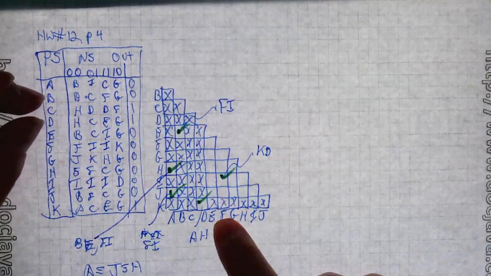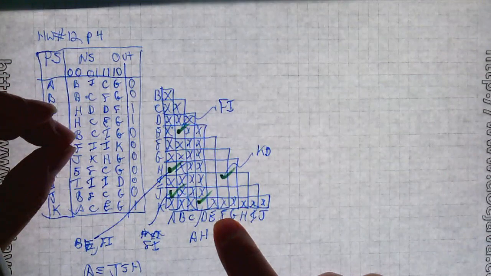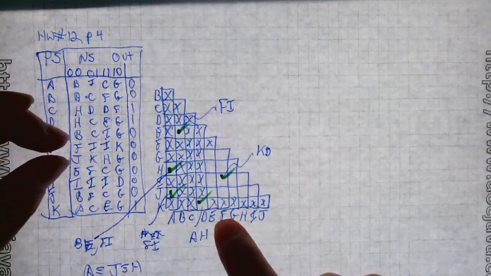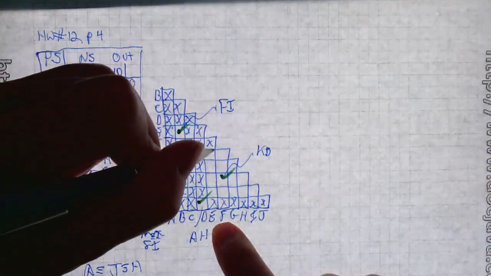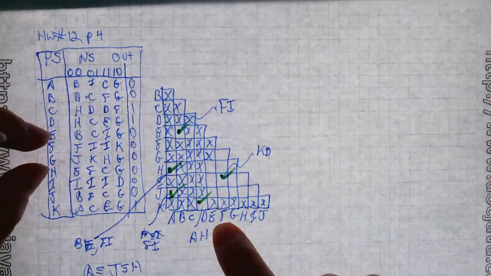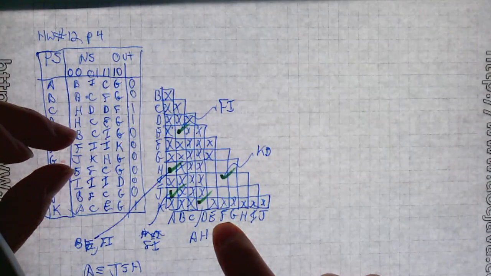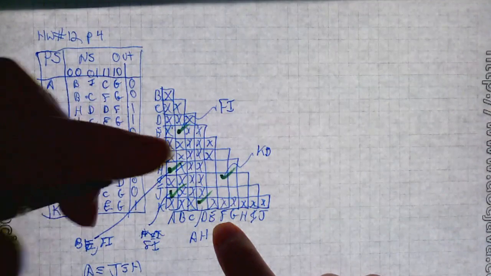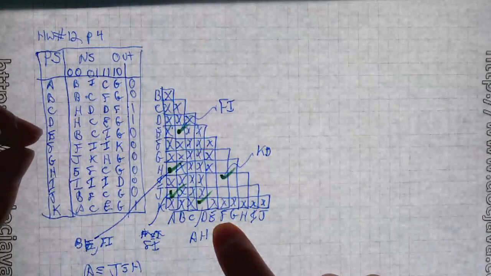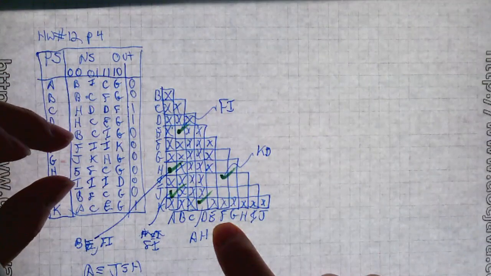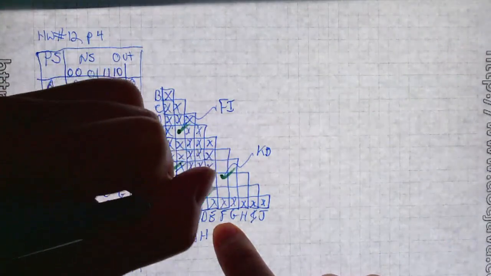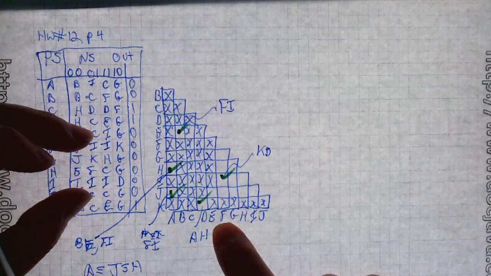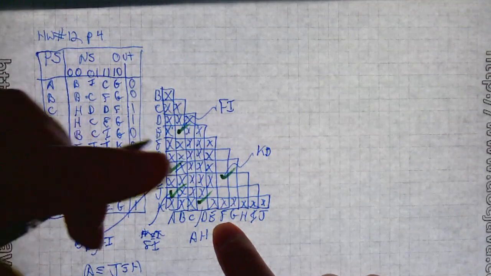E goes to F if B goes to F, and it does not. E goes to G if B goes to J, and it does not. E goes to H if B goes to E, and it does. And if C goes to F, and it does not. E goes to I if B goes to I, and it doesn't. E goes to J if B goes to B, if C goes to F, and it doesn't.